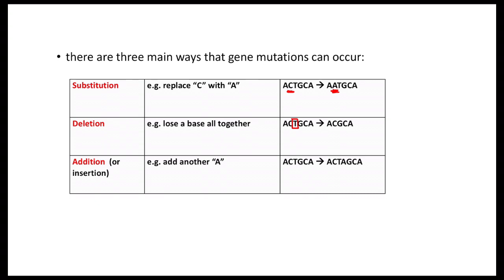And then our last one is the addition, or also could be called an insertion mutation. So essentially, for our example here, we're adding another A in. So that's the space here. So it basically shifts everything down further, again, kind of messing with the potential amino acid sequence for the protein.